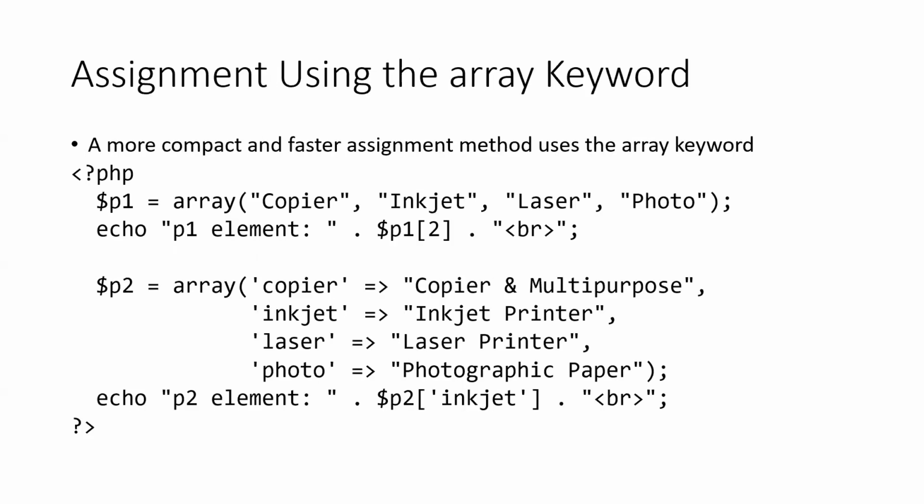Right, now you can use the array method or array whenever you want to access something. For example, here you can see we are creating an array with copier, inkjet, laser, and photo. And the next one uses an associative array. In this particular case, we are using the array keyword. So this is direct, and then you can do the same thing using the array method.